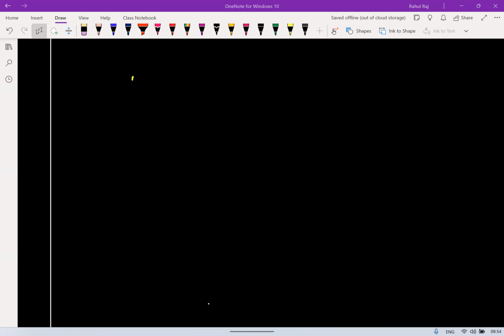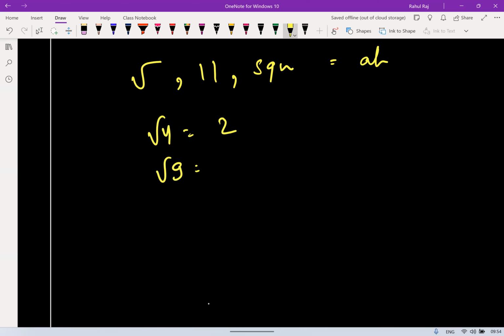I've told you, Alexa, roots, mods, and squares are always positive. That's the reason I said root 4 is 2, root 9 is 3, root 16 is 4. There's nothing plus minus 2 here. These are the things you should not even think of. And what is root x square, Alexa? x. But please understand, roots are always positive, and this is a variable. If you write x, x may be positive, x may be negative.